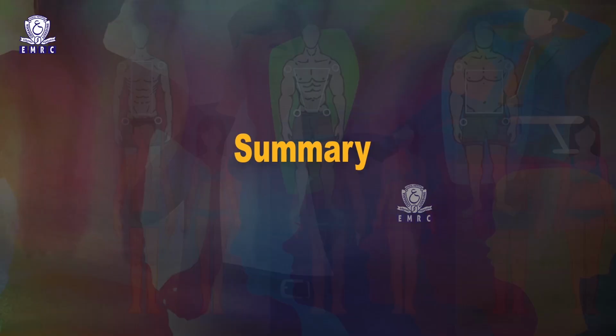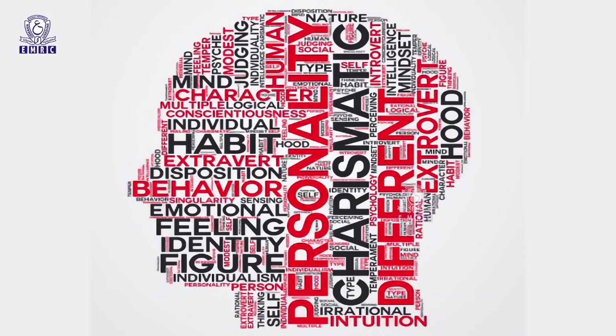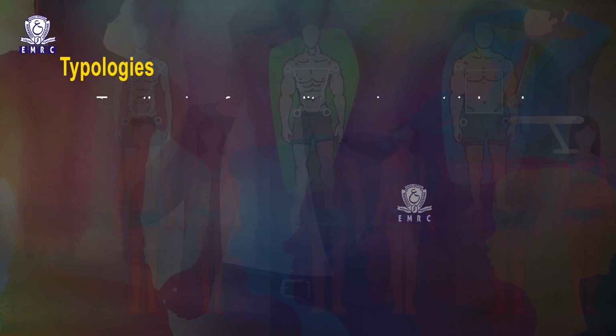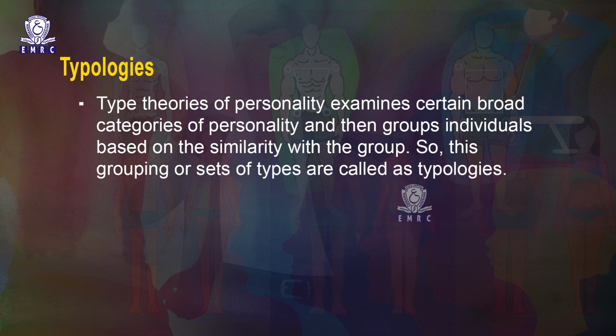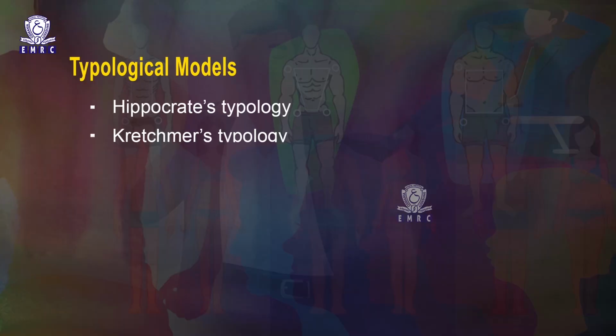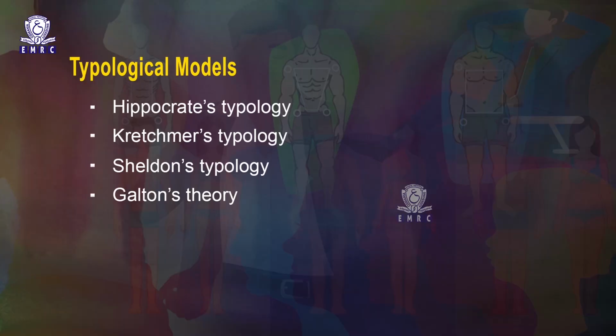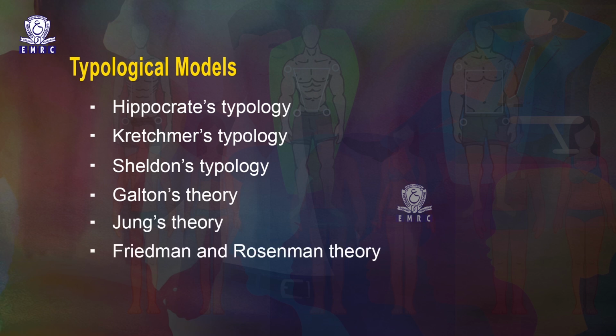Now, let us summarize what we have learned in today's lesson. Personality types are groups of traits that are thought to always occur together. Type theories of personality examine certain broad categories of personality and group individuals based on the similarity with the group. So, this grouping or sets of types are called typologies. A number of thinkers have given their typological models to explain personality, some of which include Hippocrates' typology, Kretschmer's typology, Sheldon's typology, Galton's theory, Jung's theory, and Friedman and Rosenman's theory.